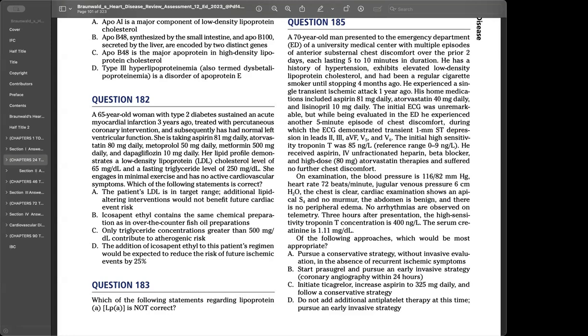Yeah, I think early invasive means you should do it within 24 hours. So as long as it's less than 24 hours, that's what an early invasive strategy is. It could be 1 hour, it could be 30 minutes, but it has to be done in less than 24 hours.